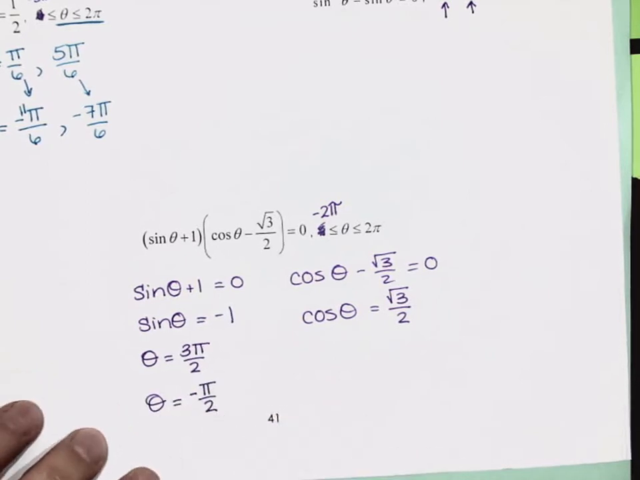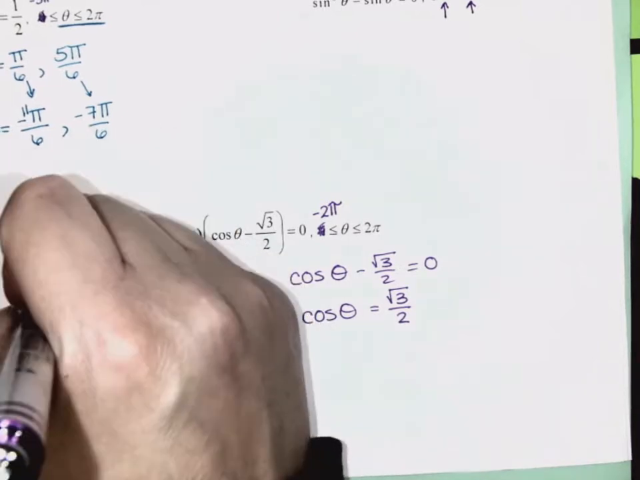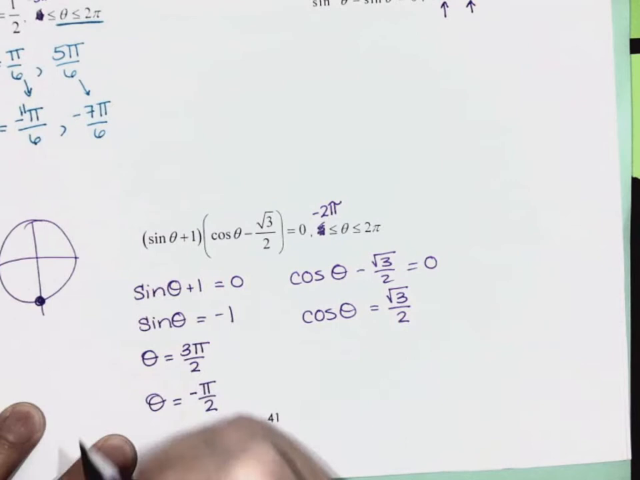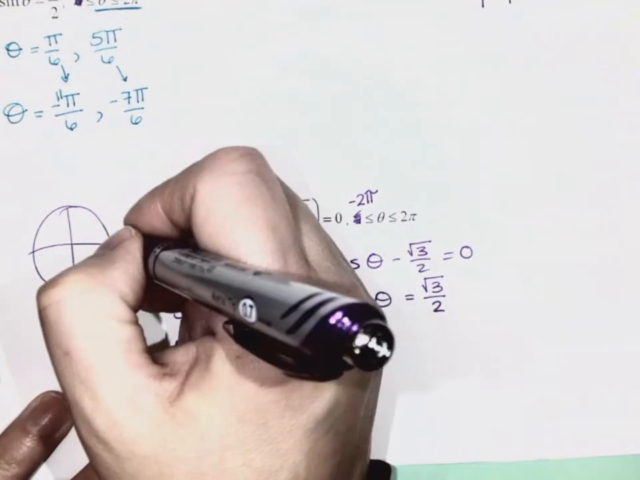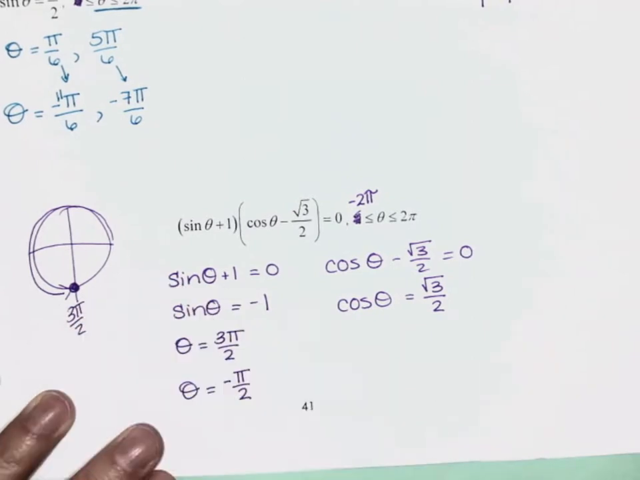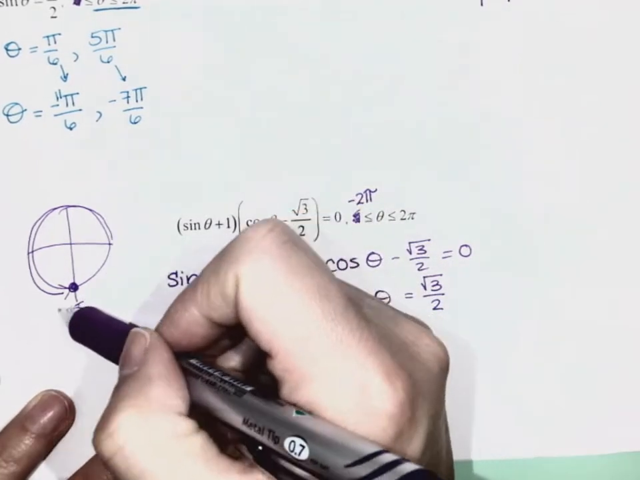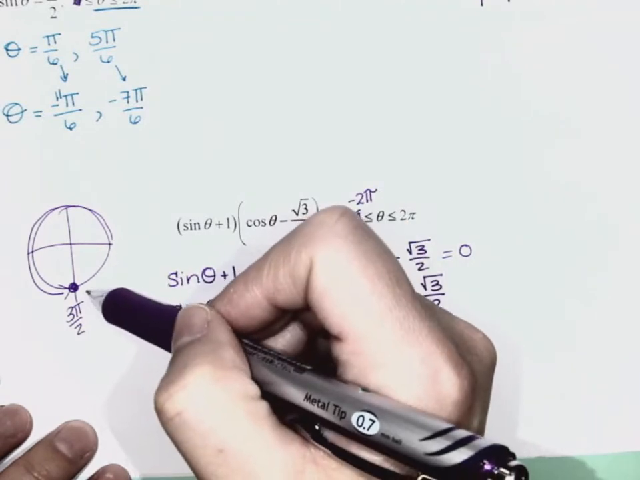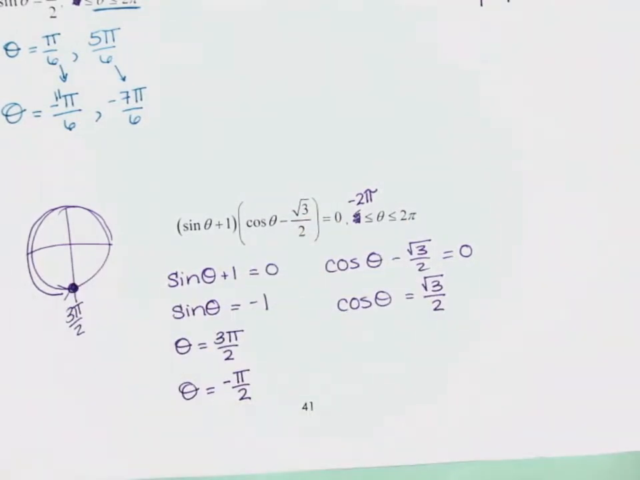Pi over 2. Right? Because the only place that sine is negative 1 is right here. On a positive rotation, that angle is 3 pi over 2. And if we're going to go backwards on a full rotation, we're still only going to have one answer, and it's going to be negative pi over 2. Again, you're finding that negative coterminal angle.